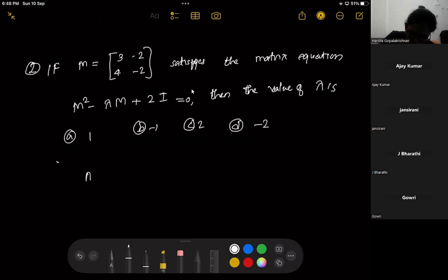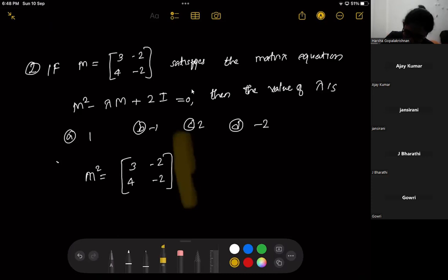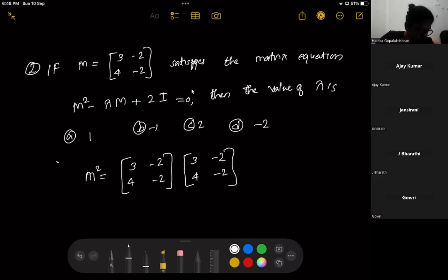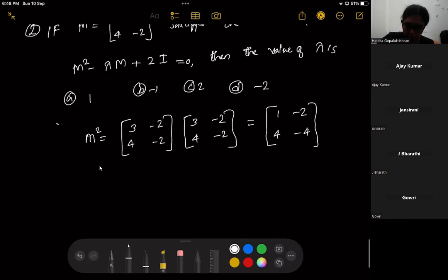So first of all, let's see what is M square. It is 3 minus 2, 4 minus 2, into 3 minus 2, 4 minus 2. You can just do the calculation. I will write it here: 1 minus 2, 4 minus 4. Okay, this is the M square. I'm just finding the matrix multiplication.